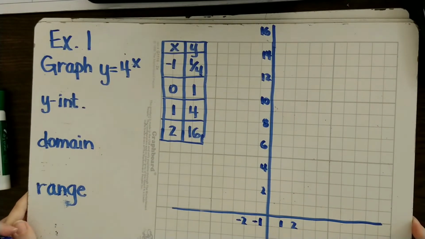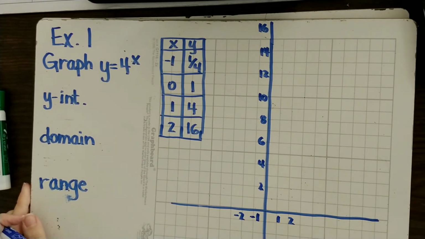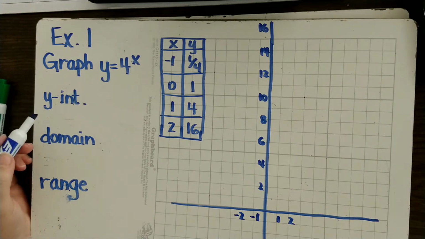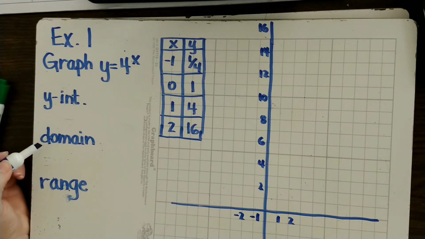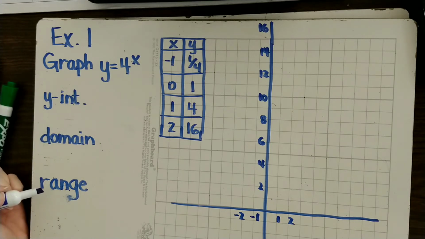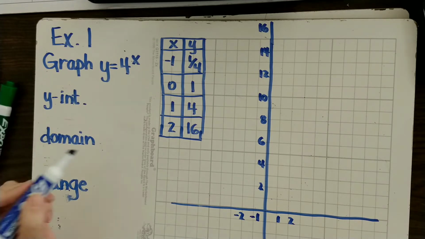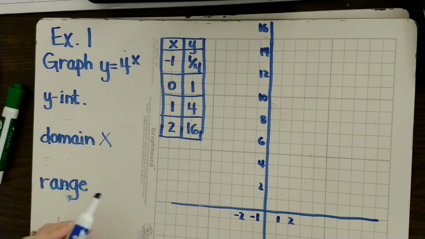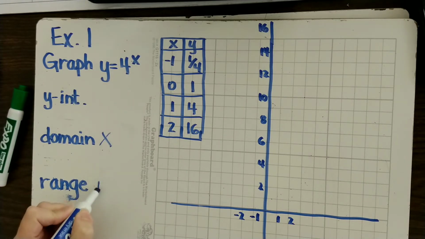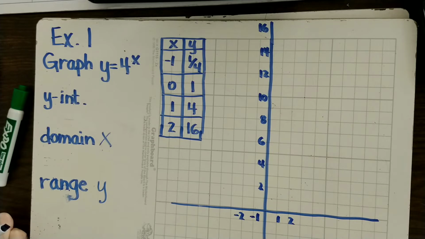Okay, let's look at example 1. It wants us to graph y equals 4 to the x power. Find the y-intercept and then state the domain and the range. If you think back to some previous lessons, domain is x values and range will be our y values.